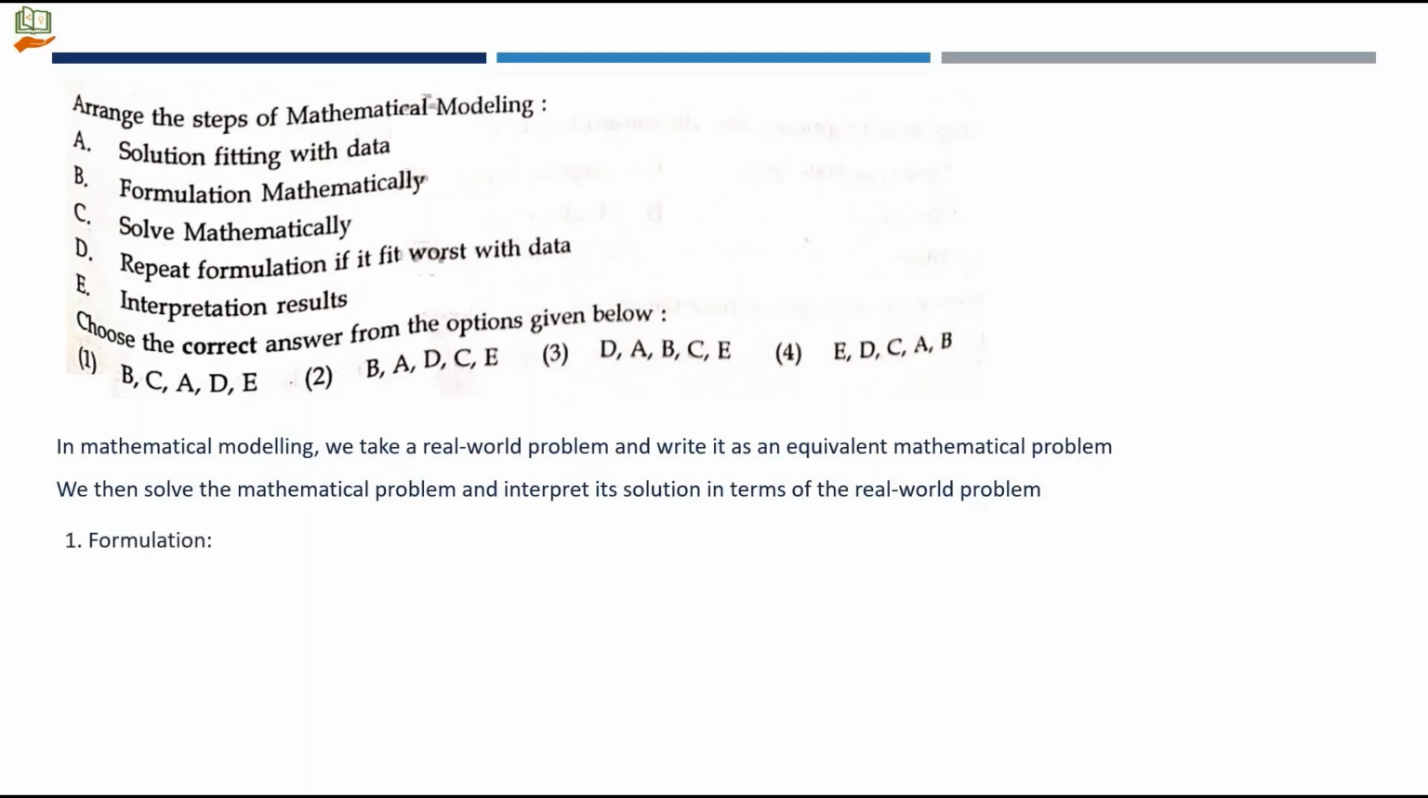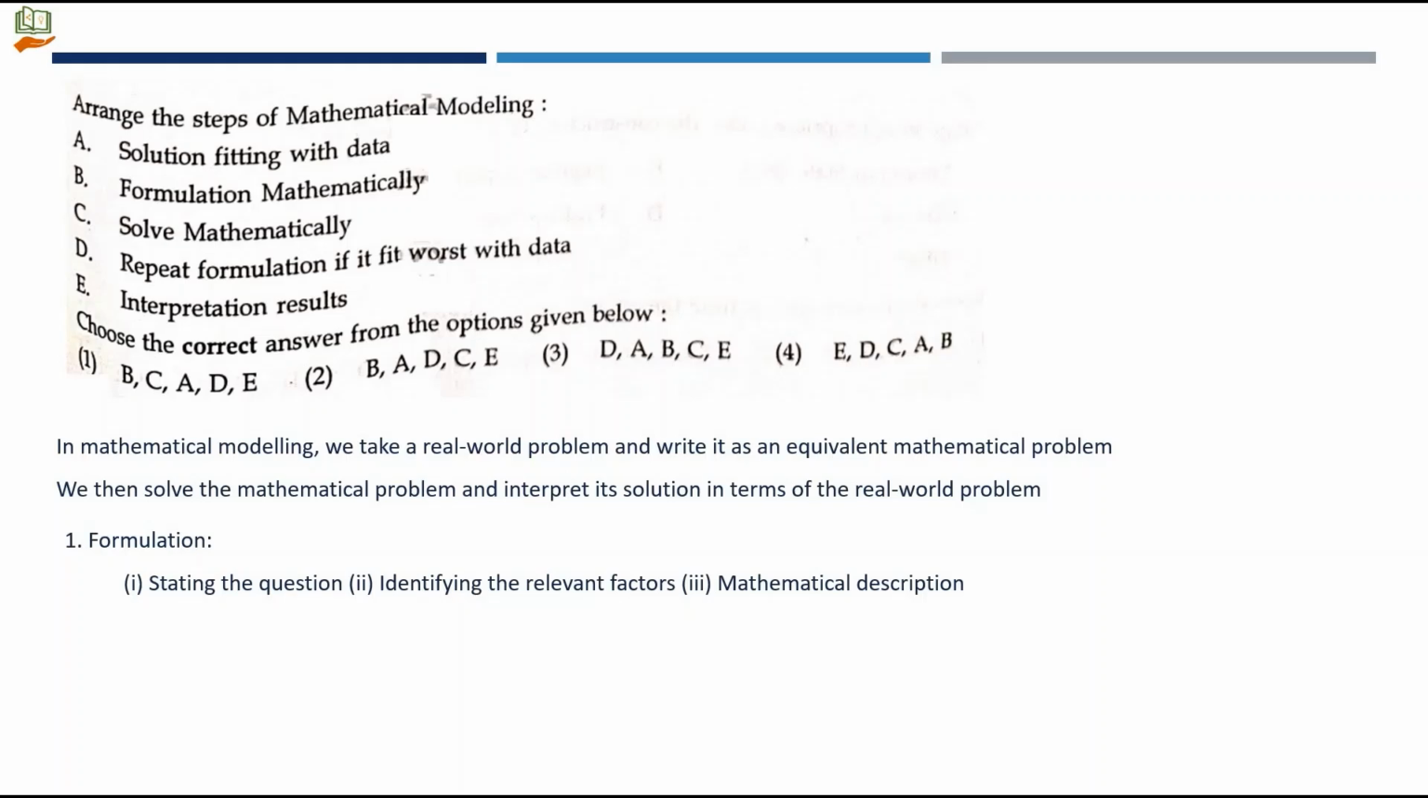In mathematical modeling, we take a real world problem and write it as an equivalent mathematical problem. We then solve the problem and interpret its solution in terms of the real world problem. What are the steps involved there? First step is formulation. In formulation, we have 3 steps again. We have to state the question, identify the relevant factor, and then go for a mathematical description.